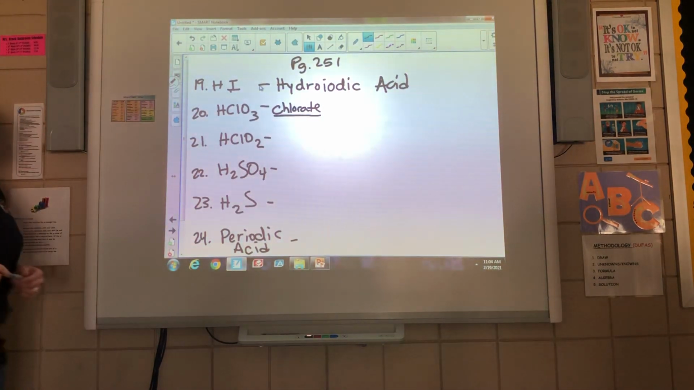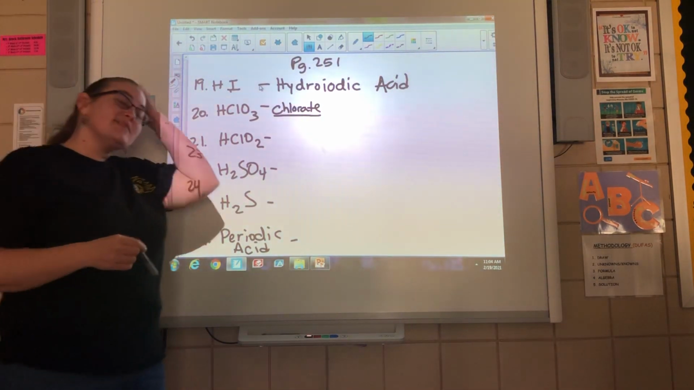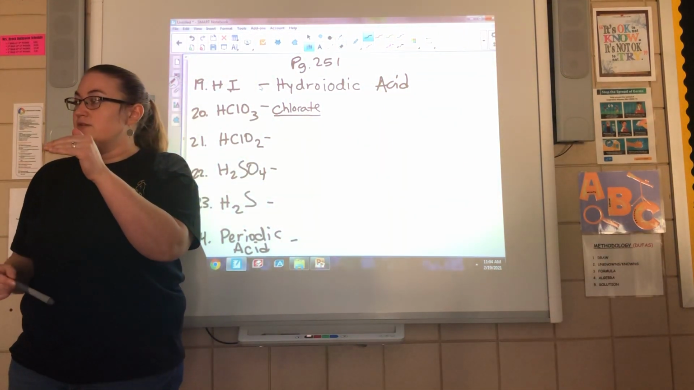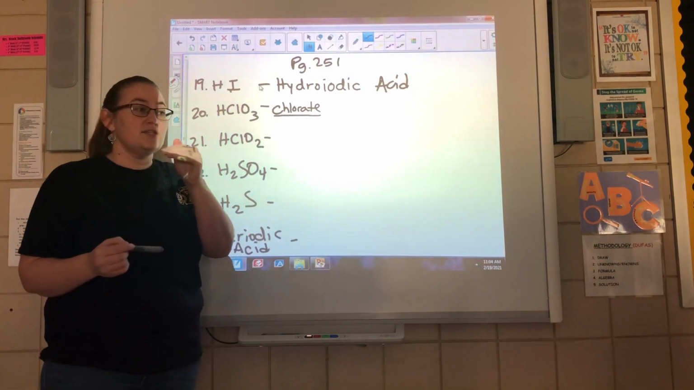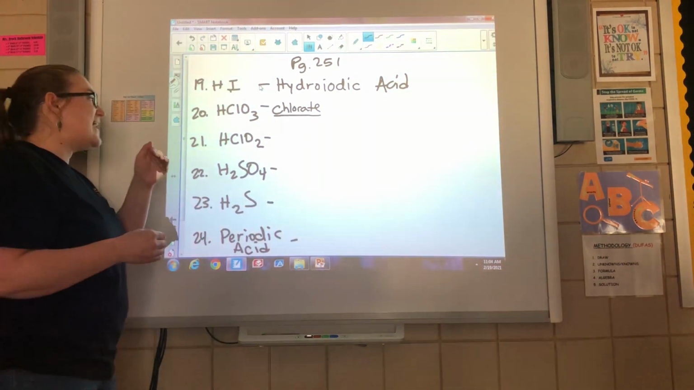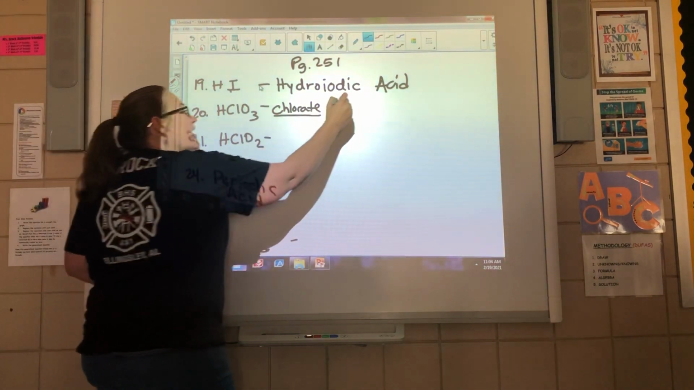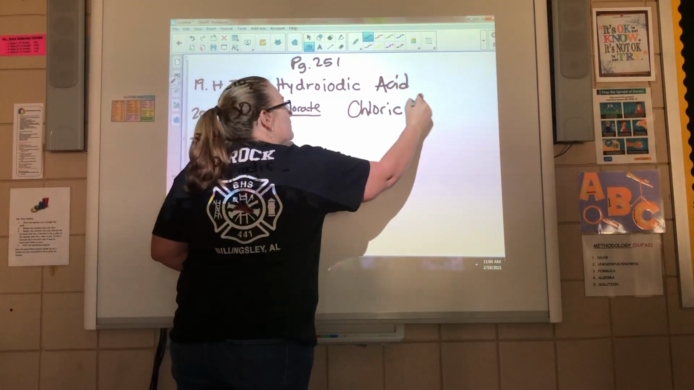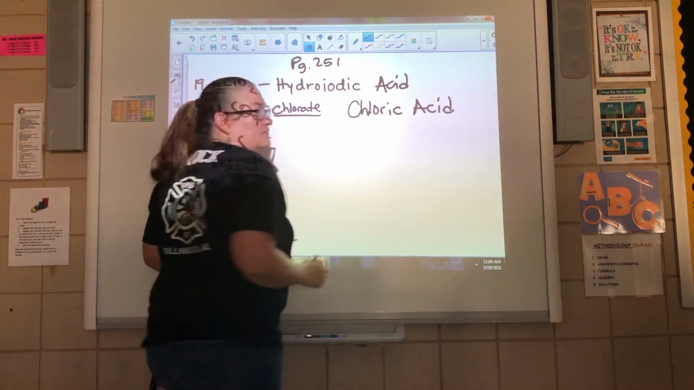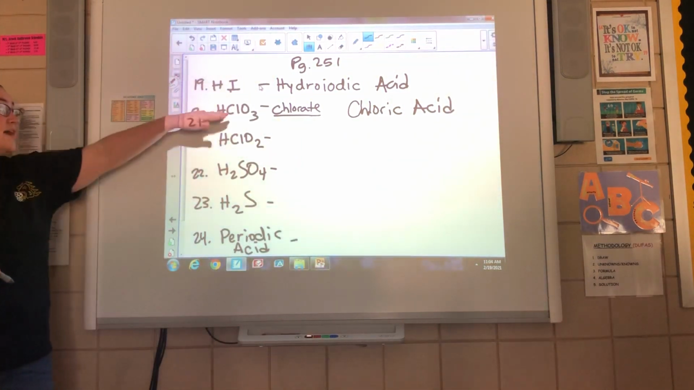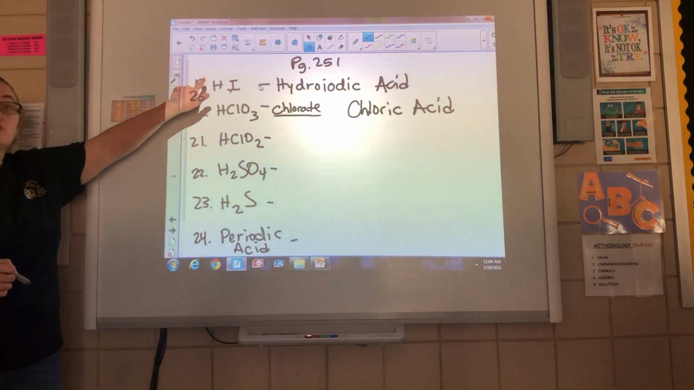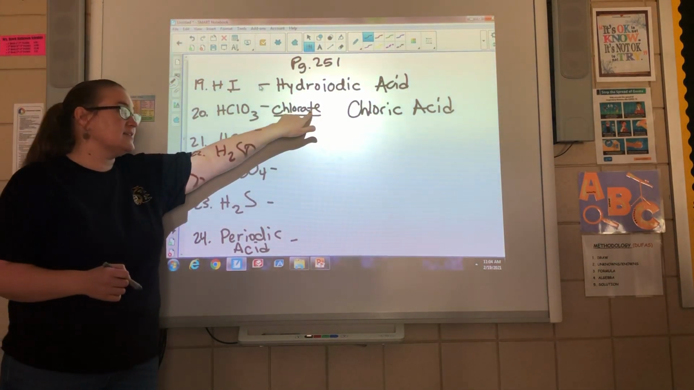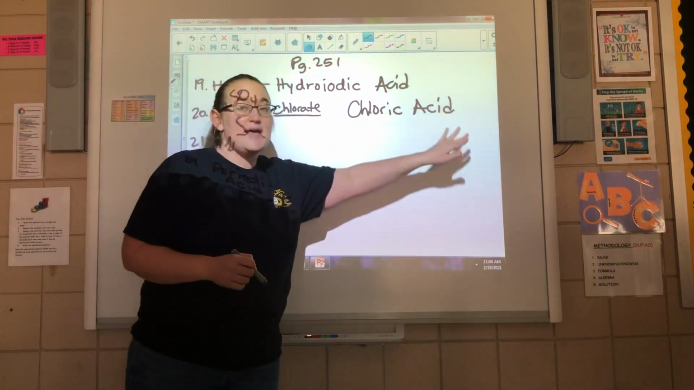If my suffix is ate, what do the notes say to change that ending to? The rules say change that to IC. So the way I would name that is I would just say chloric acid. But because that's not binary, I'm not adding the hydro. I just took that chlorate, changed that ate to IC, and named it chloric acid.